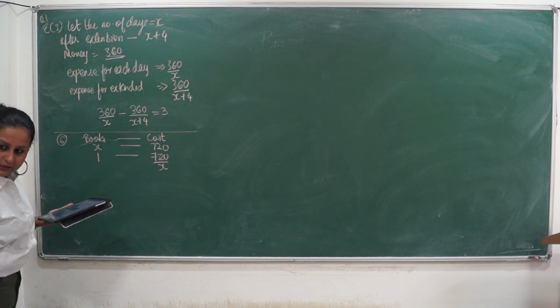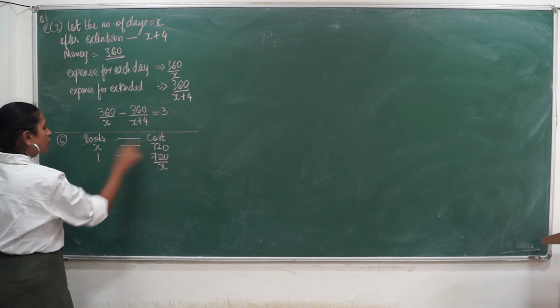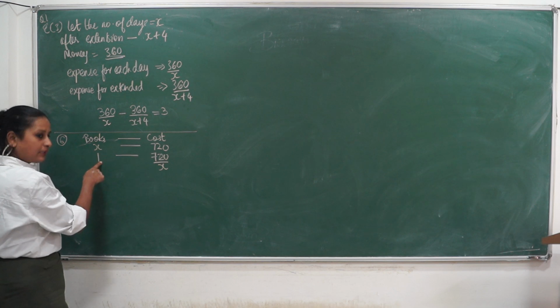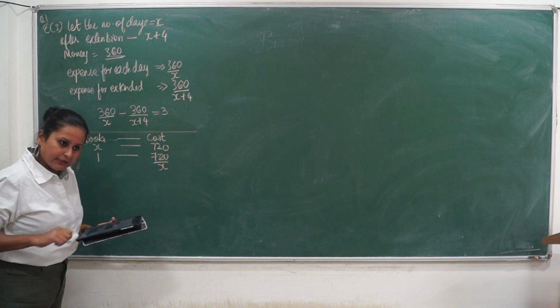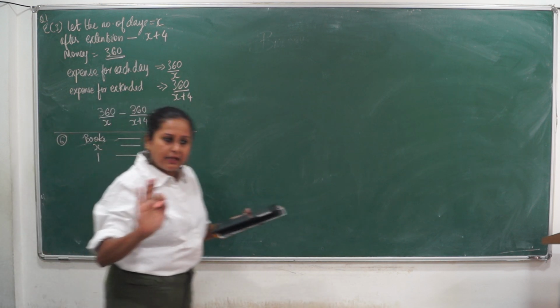You know now how we do this? x books, so if you divide both by x, then x by x becomes 1. So that's why we get this. Unitary method is your best friend in CPST, cost related sums. Okay, the first part is done.